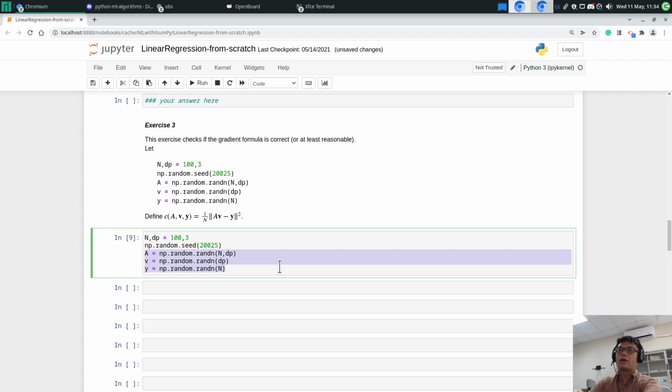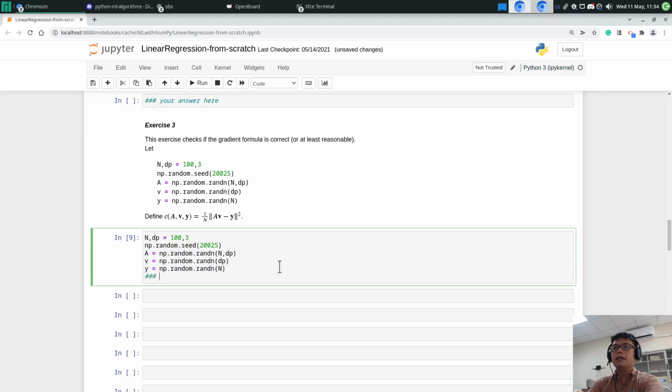Okay, and our goal is to minimize 1 over n times the norm of av minus y, squared. Okay, minimize the cost function. And we call that the loss function.